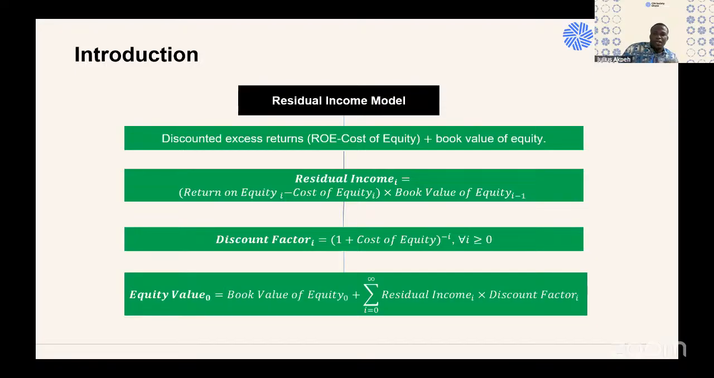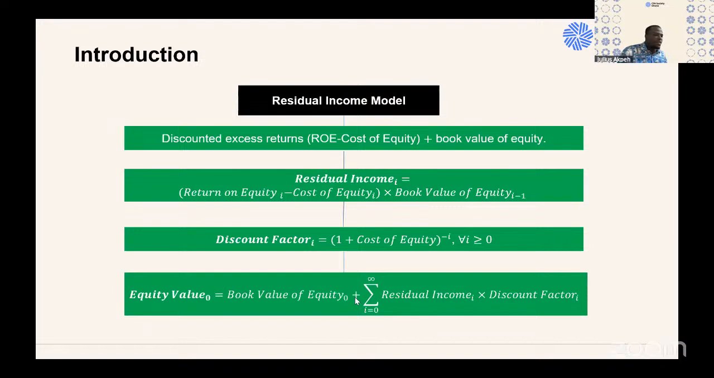Okay, check out this. Check out this. Now look at the last one here. The equity value today, which is year zero, is equal to the book value of equity today. That's the value on the balance sheet, plus an adjustment.